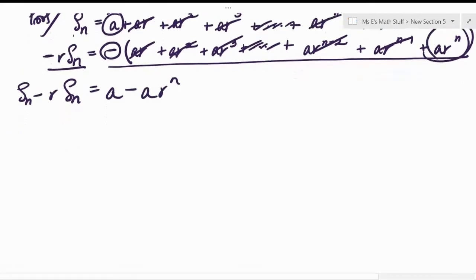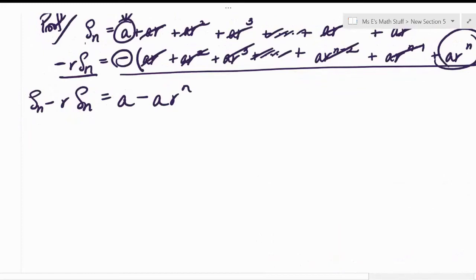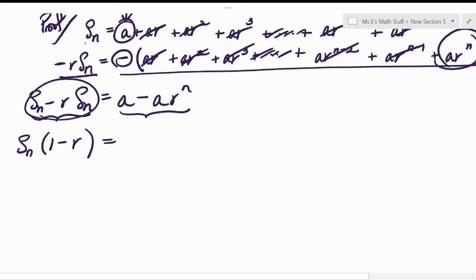Now what I'd like for you to do is look at this line of work that I have here with your Algebra 2 eyes and see if you can factor out a common factor out of the left side and out of the right side. So on the left side of the equation, the common factor is S sub n. And I'd have to multiply S sub n by 1 minus r to get this expression back.